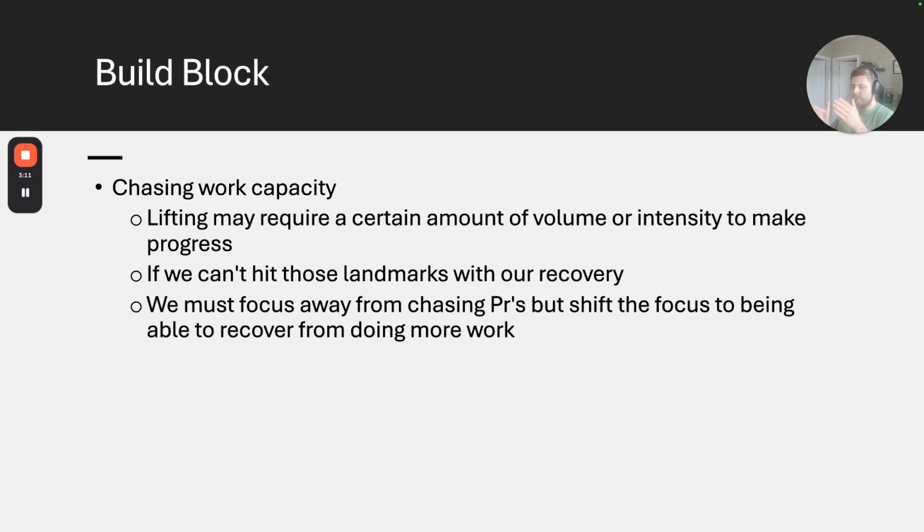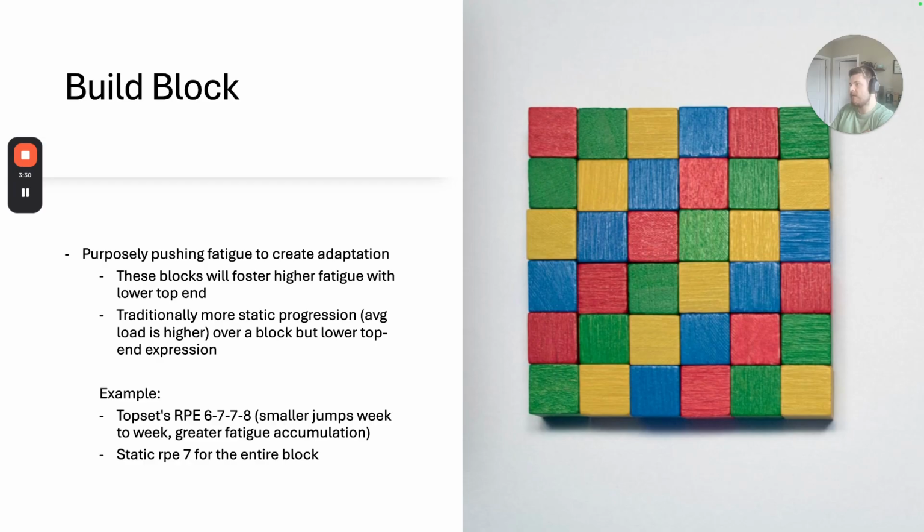We focus on building each block one at a time, stacking them together, leading potentially to an expression block, like I like to say. So we want to take the focus away from chasing PRs and shift it towards being able to fully recover from the work that we're doing and do the work required to actually make progress. Another form of a build block could be purposely pushing fatigue to create adaptation. Maybe we want to start week 1 at a higher threshold, and that will lead to fatigue, but we'll get 4 good quality training weeks versus having the pipeline approach where we're looking for expression.